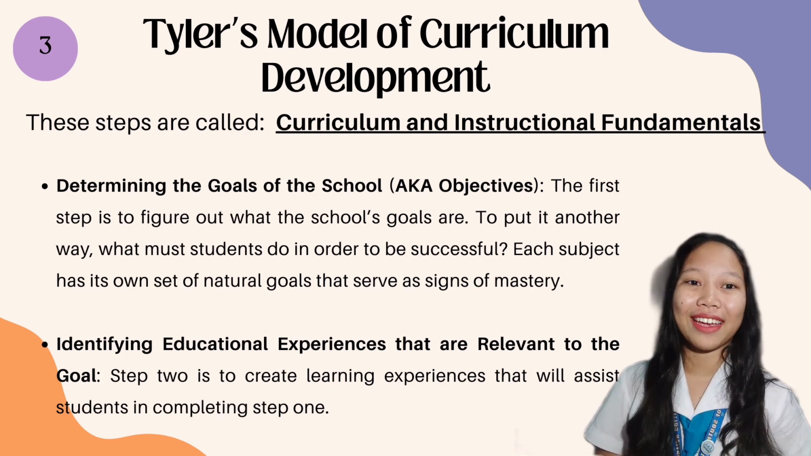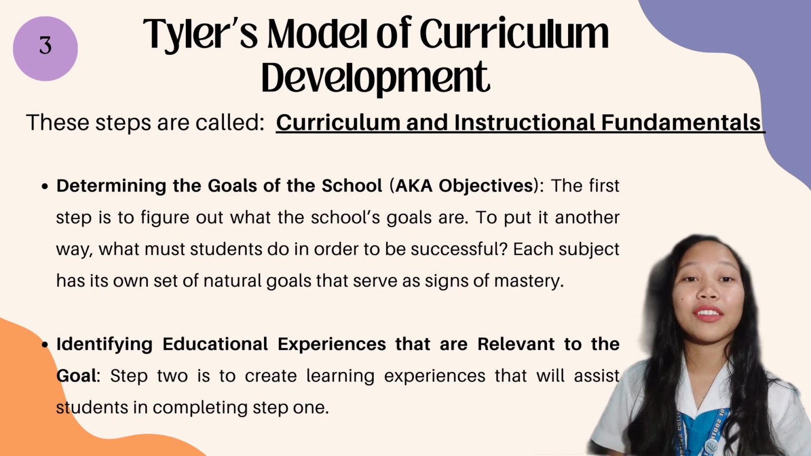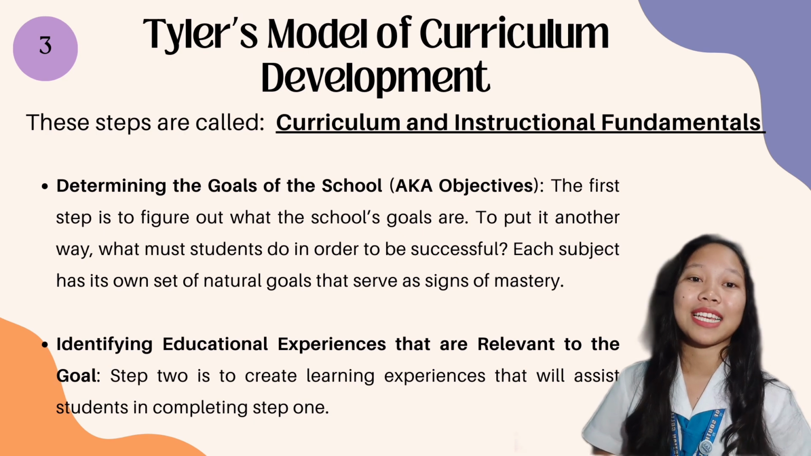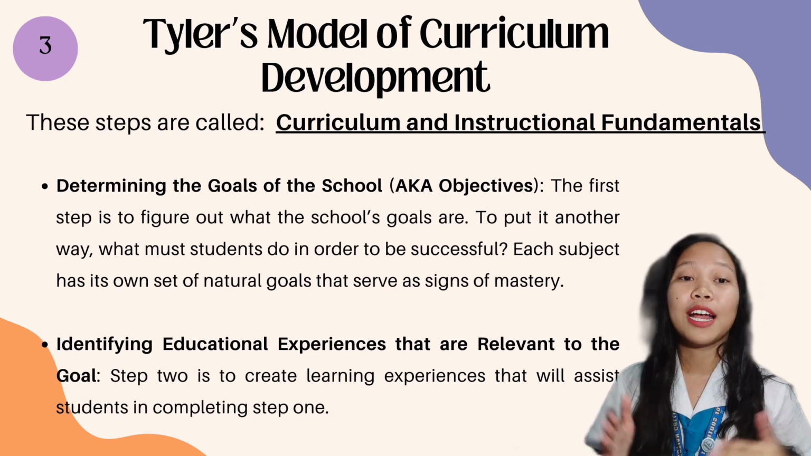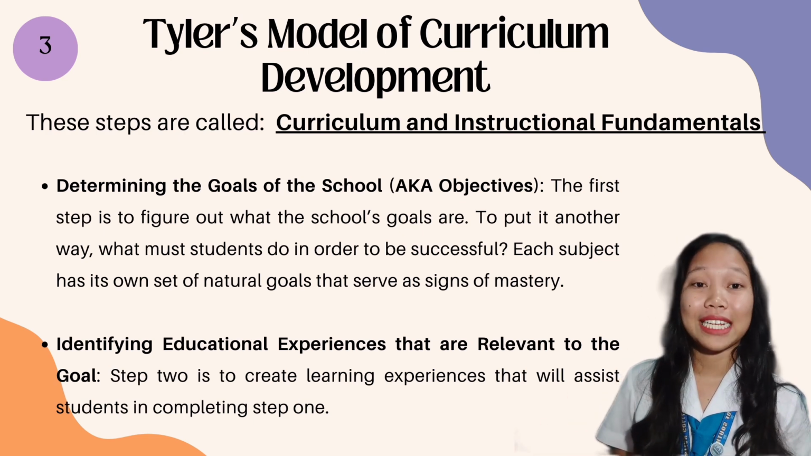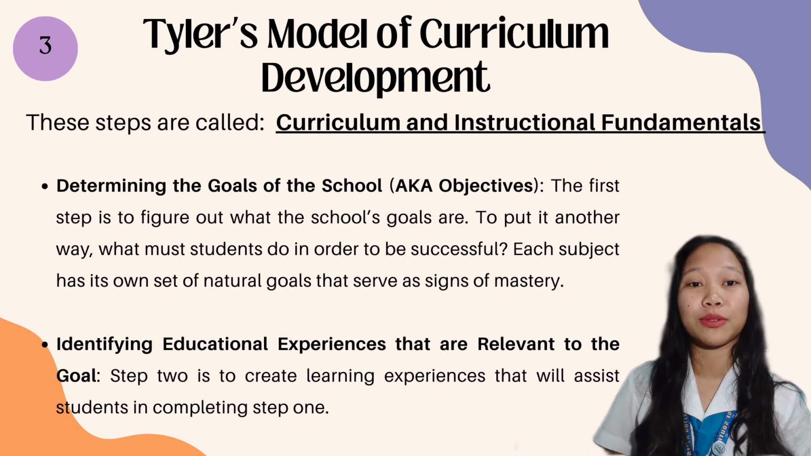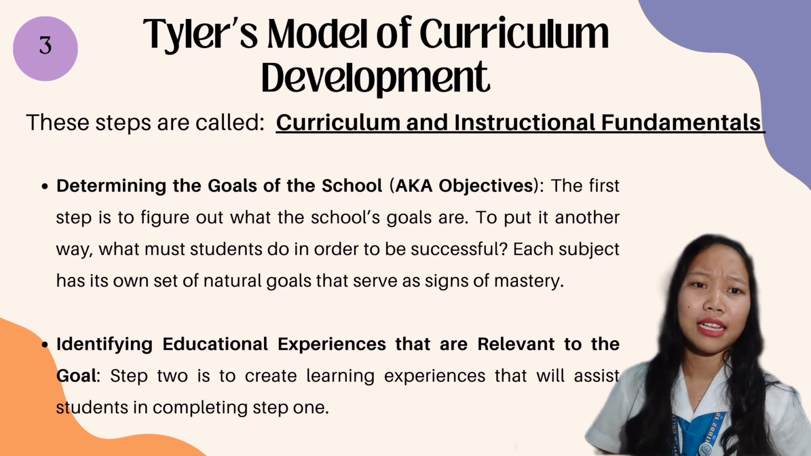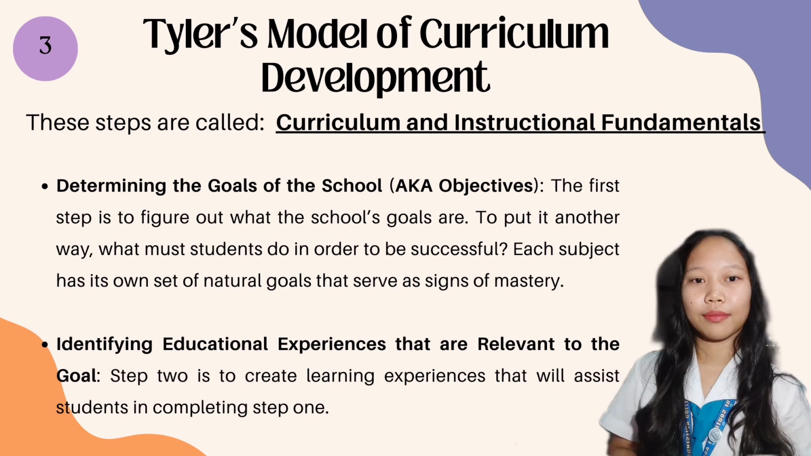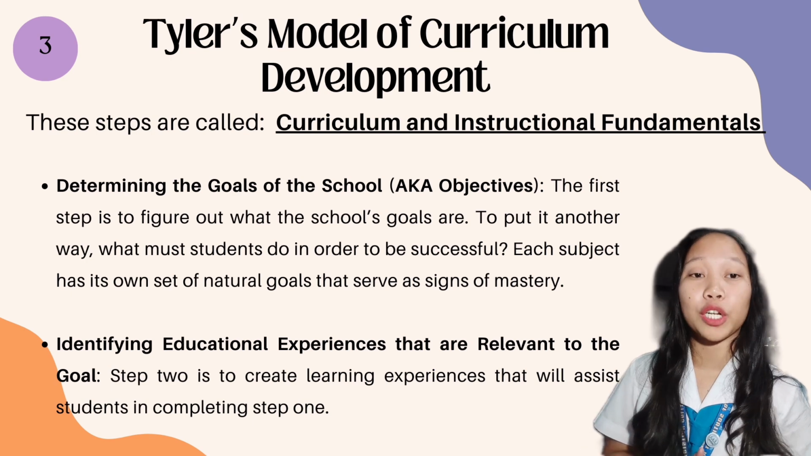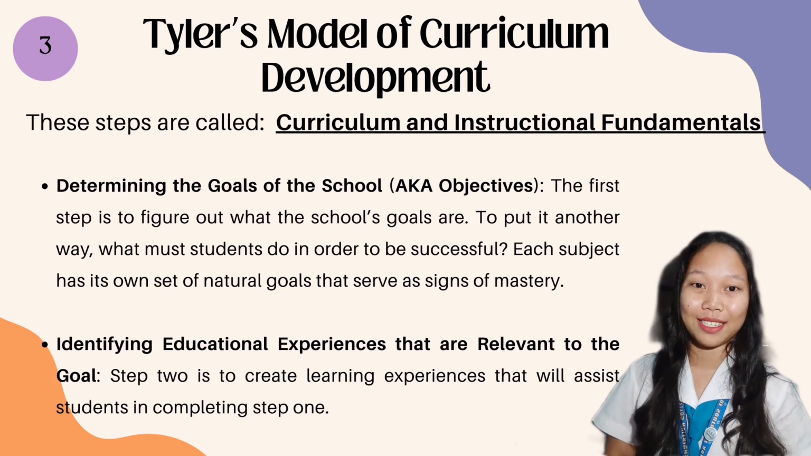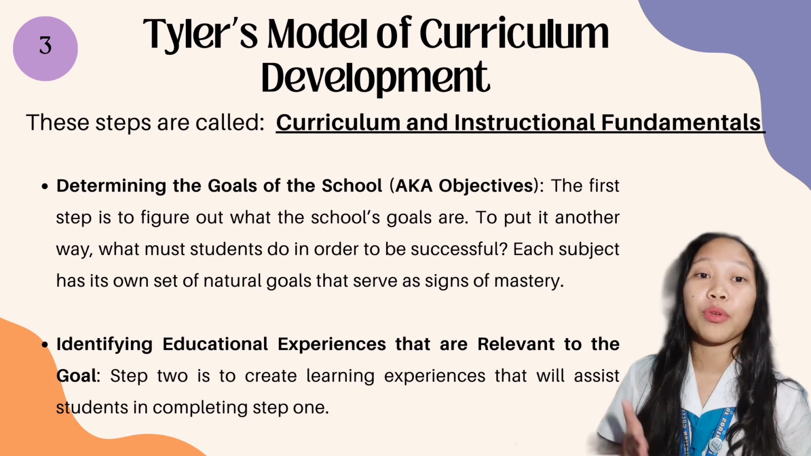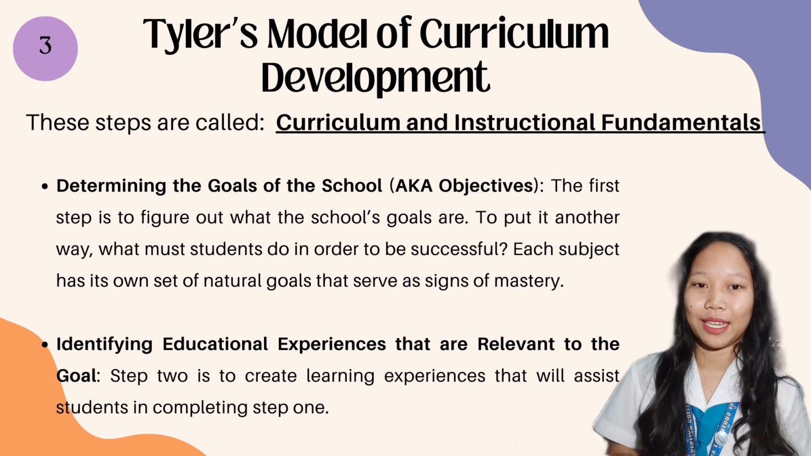Next is identifying the educational experiences that are relevant to the goal. Step 2 is to create learning experiences that will assist students in completing step 1. For instance, suppose educators require students to complete an essay. They may demonstrate how to write an essay as part of the learning experience. The pupils may then get the opportunity to practice writing essays. The experience, essay writing and demonstration, is in line with the goal: students will write an essay.